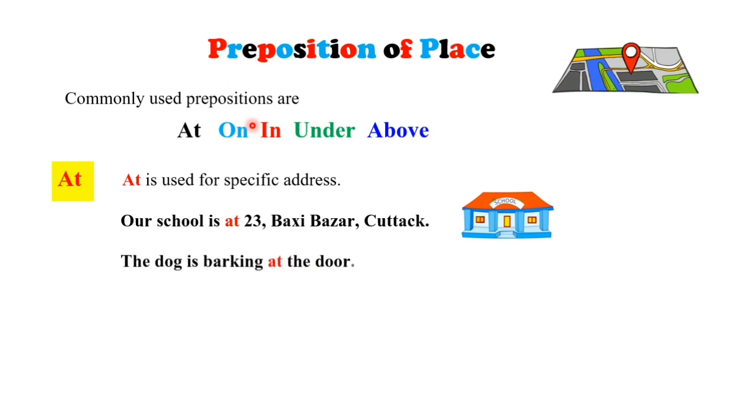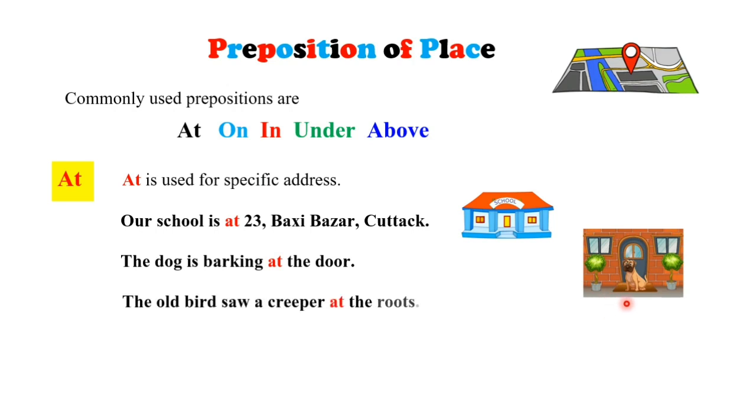The dog is barking at the door. You can see here, the dog is barking at the door, means nearby the door, a proper location. The old bird saw a creeper at the roots. You might have studied the chapter Flying Together. The wise old bird noticed a creeper at the roots of the tree. So here it is a particular place. Next we are using at.